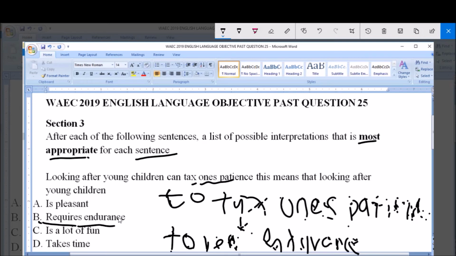So looking after young children can tax one's patience. This means that looking after young children requires endurance. So the answer is B.